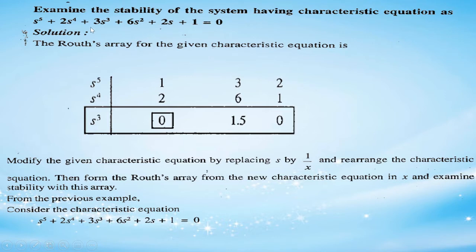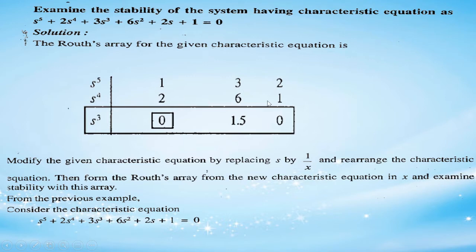They have given the characteristic equation of the system and we have to check the stability of the system using the Routh array. So the equation is s to the power of 5 plus 2s to the power of 4 plus 3s cube plus 6s square plus 2s plus 1 is equal to 0. Since the highest power is s to the power of 5, start writing the Routh table starting from s to the power of 5, s to the power of 4, s to the power of 3, s square, s to the power of 1 and s to the power of 0.